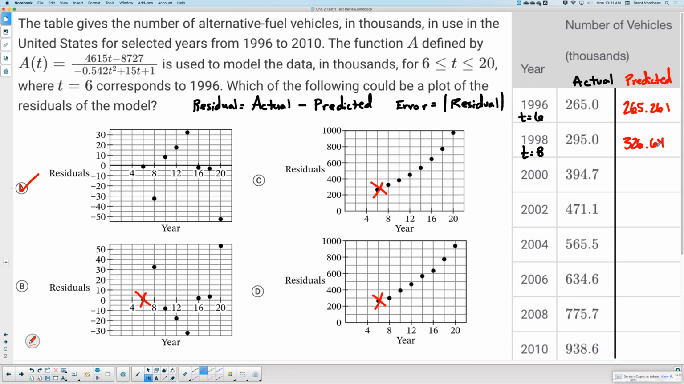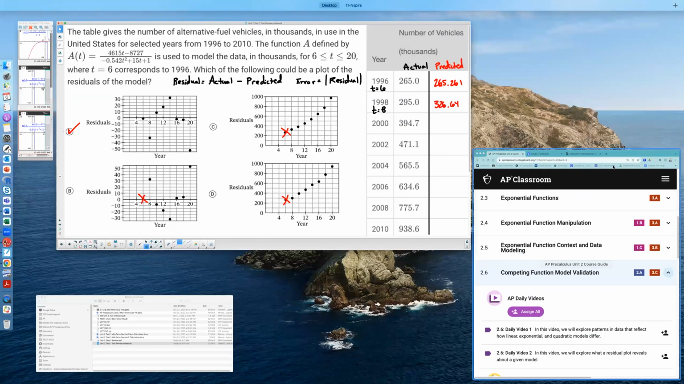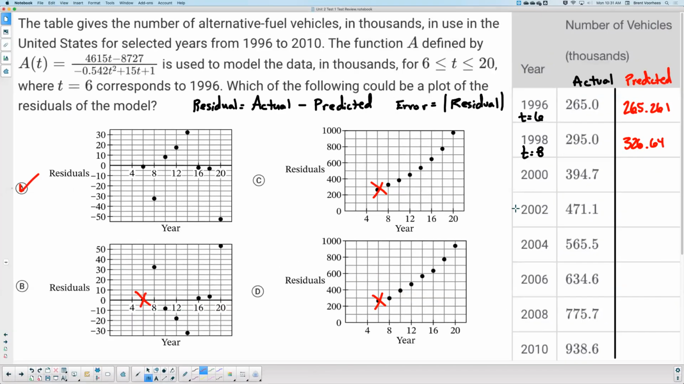$326.640, I think. Yeah, 641 when you round it. So actual minus predicted is basically negative 31.641. All right, does that look like it's negative 31? Maybe. All right, looks good.